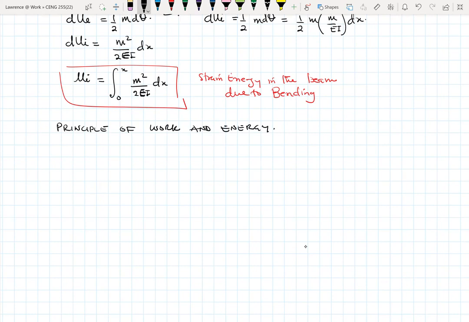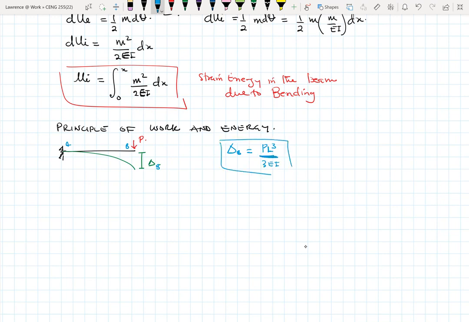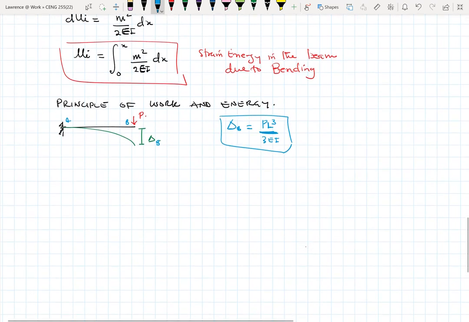So let's say I have this beam and I have a load P acting on the beam. This becomes the deflected shape of the beam. So this is delta, and this is A and B, so let me call this delta B. We know that delta B from the conjugate beam method or moment area method is PL cubed over 3EI. So we know this already. Let's just see if what we'll be doing will be something similar to that.